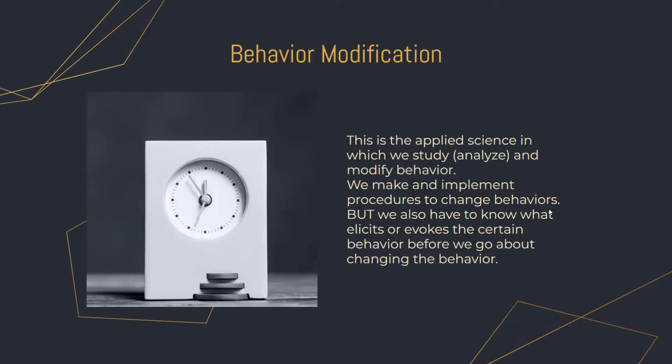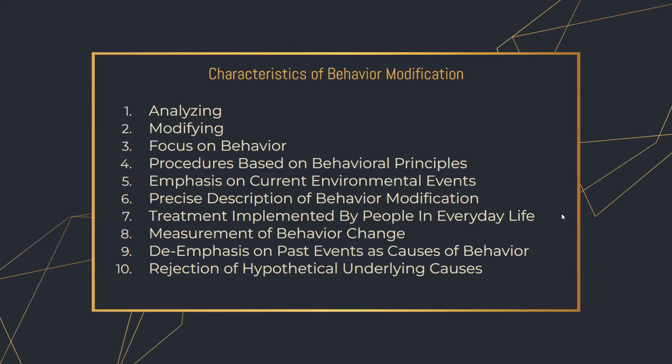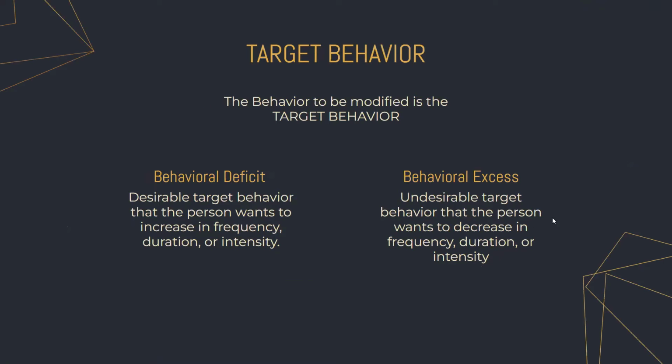So the applied science in which we analyze and modify behavior is called behavior modification. And we have to implement procedures to change behaviors, but we also have to know what causes certain behaviors to happen before we go in to change the behavior. That is very important to remember. So here are some characteristics of behavior modification, and the book goes more in detail into these, but these are, of course, very important to know.